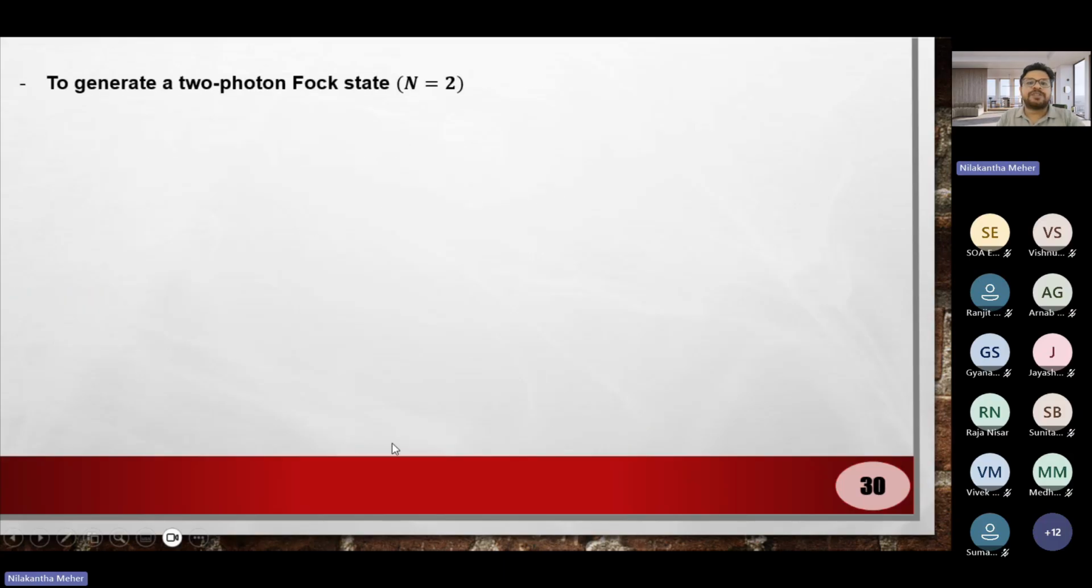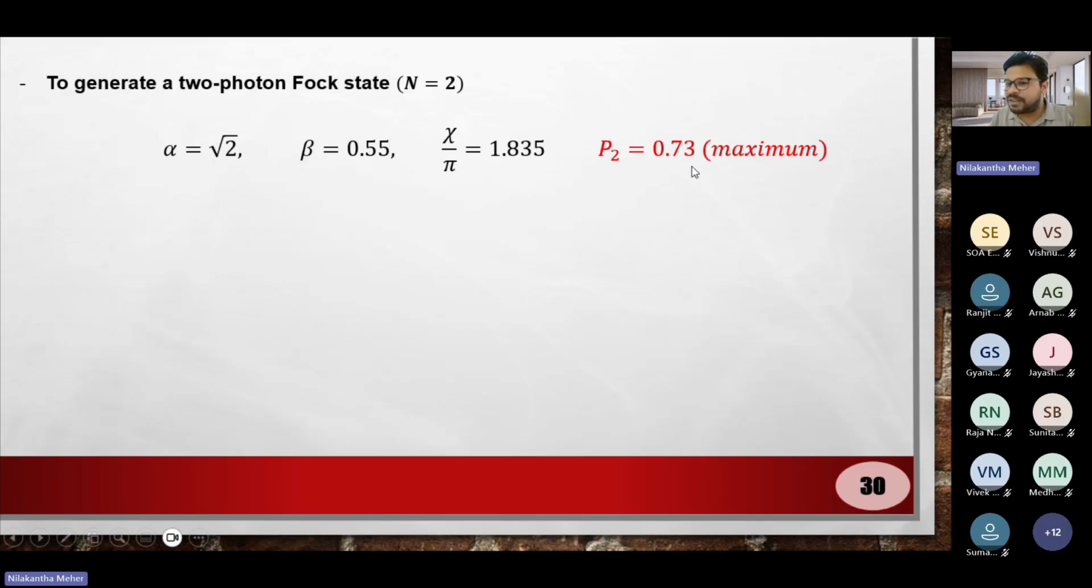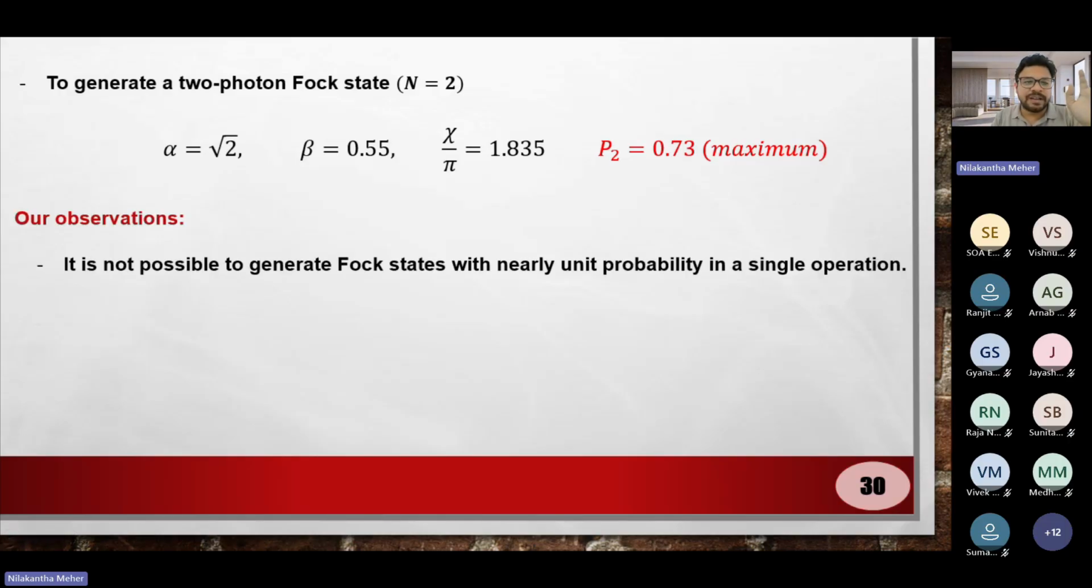Now to prepare, suppose, a 2 photon Fock state, I fix capital N equal to 2. And I saw that whenever I set alpha equal to √2 and beta and chi to this value, I could reach only 0.73. This is the maximum probability I can reach. So our observation is that it is not possible to generate Fock states with unit probability in a single iteration. That means applying this Kerr unitary and displacement approach only once. That is a single iteration for us.